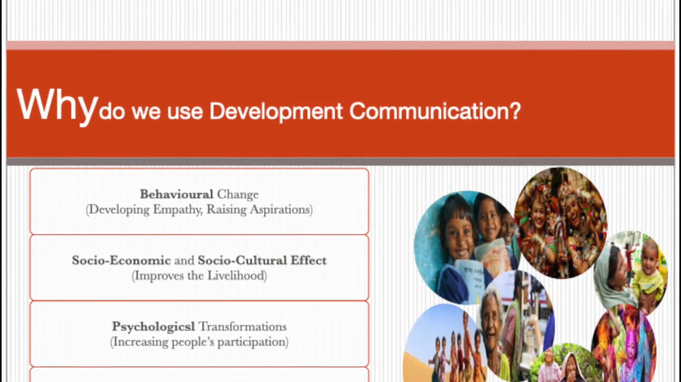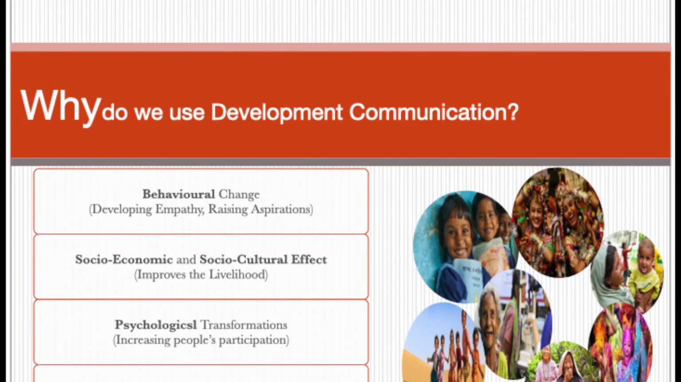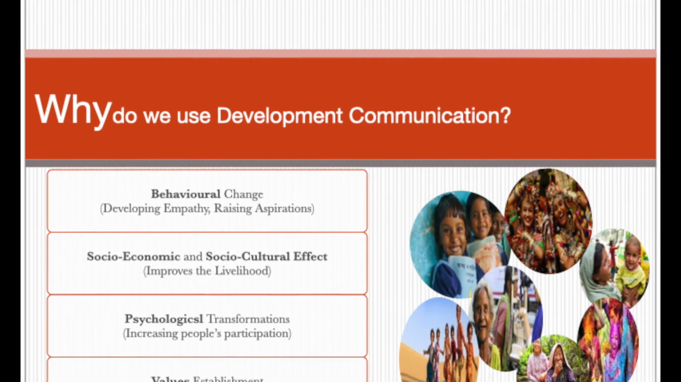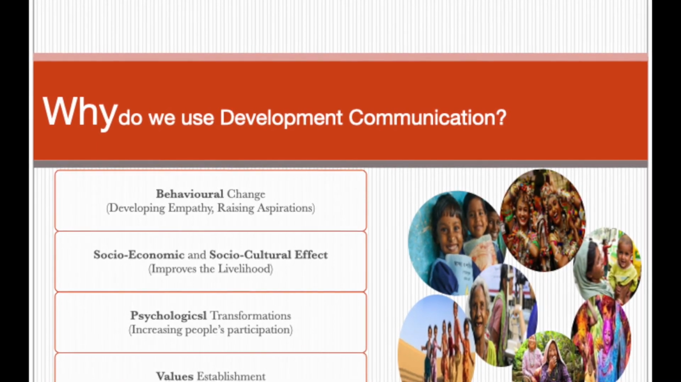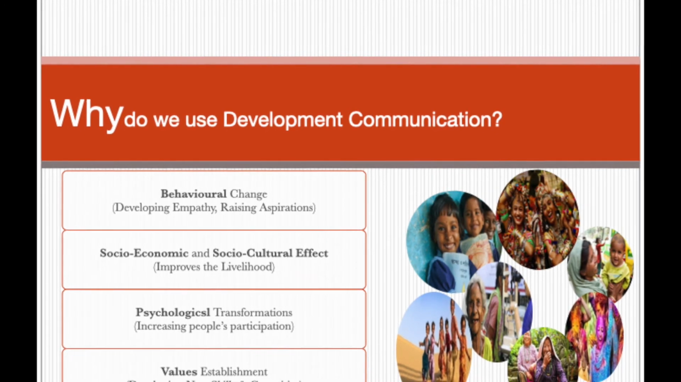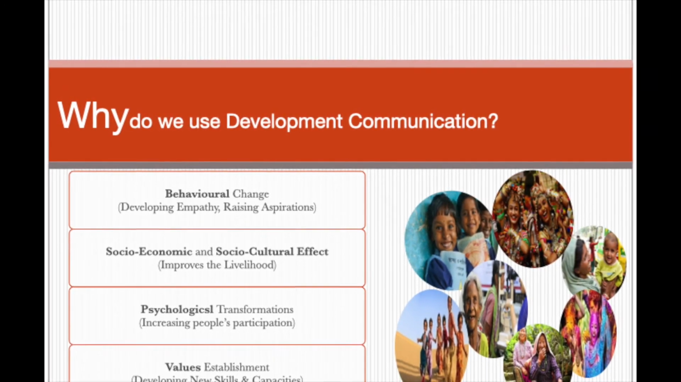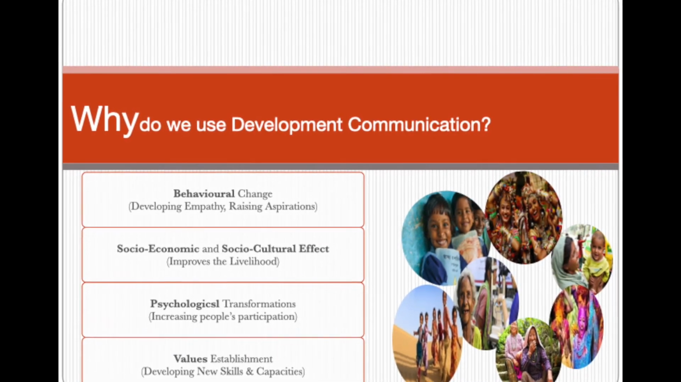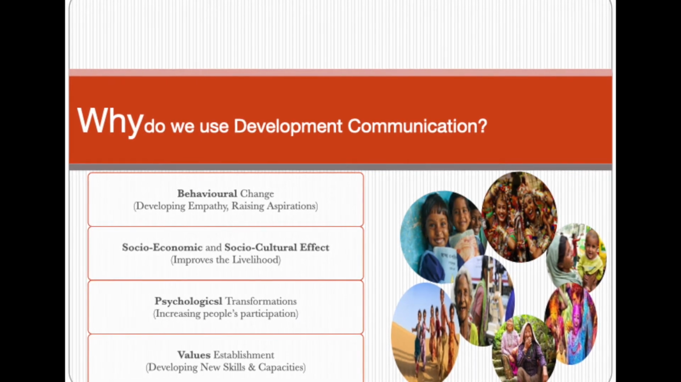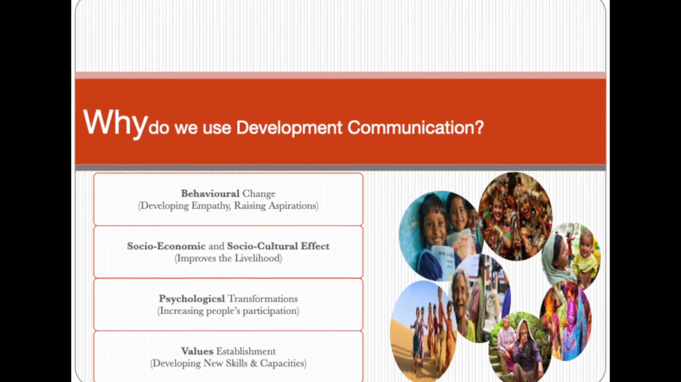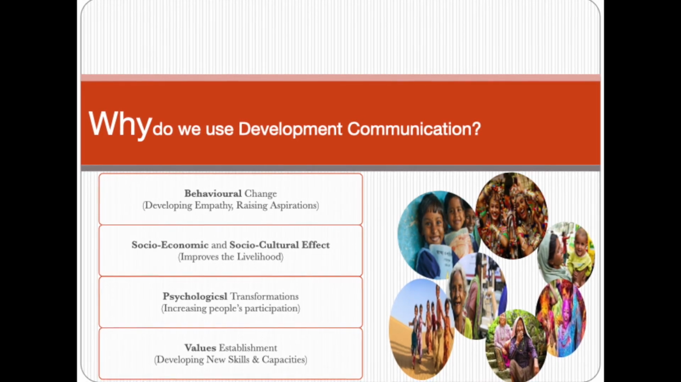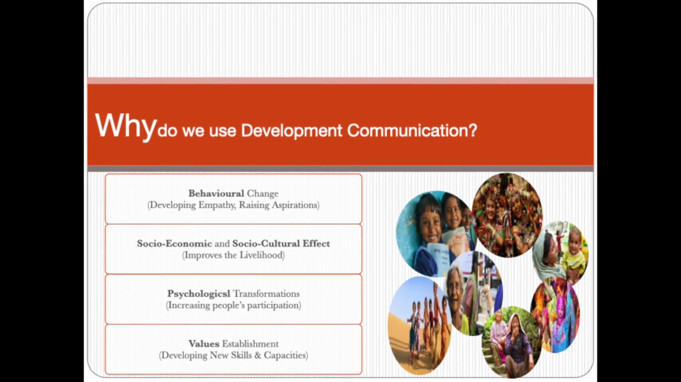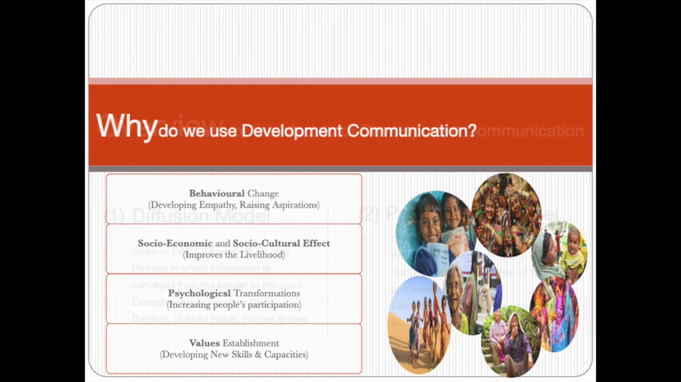Development communication is transformational in nature because it works deep into the issue and stimulates behavioral and social change, which is why we use DC. It works on the power of empathy and rising aspirations, improves the livelihood of the poor and underprivileged section of the society, helps in changing the psychological patterns of individuals by letting them participate in decision making and policy formation. And DC works on the principle of optimum utilization of the resources and equally develops new skills to build capacities.